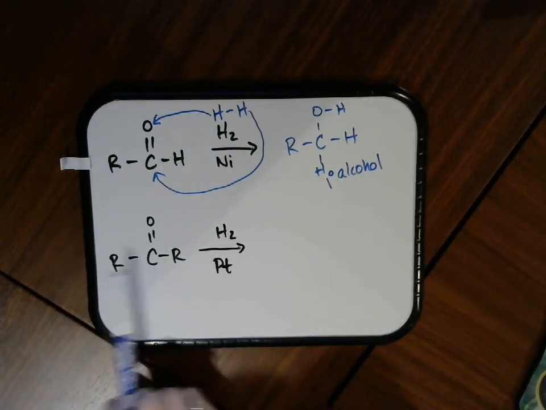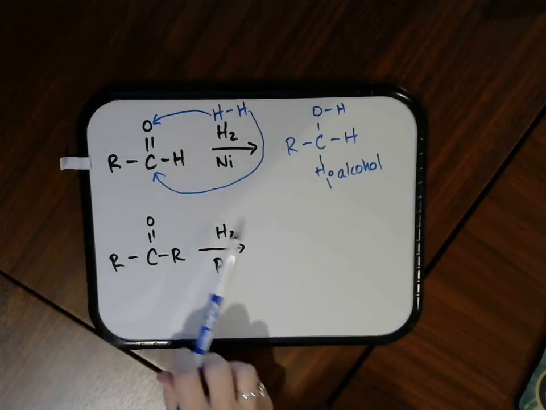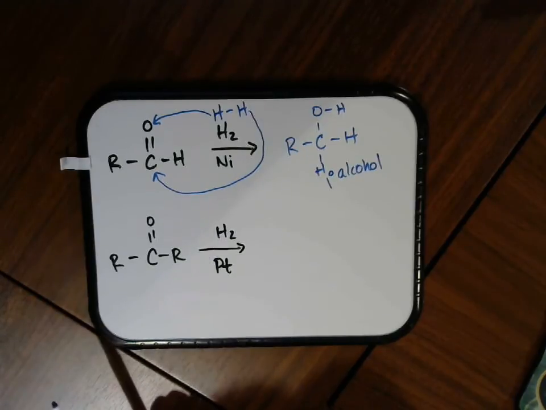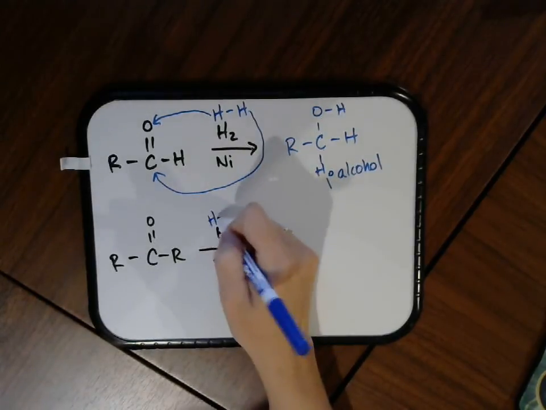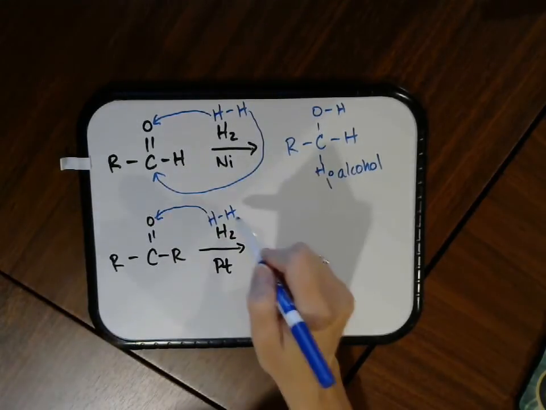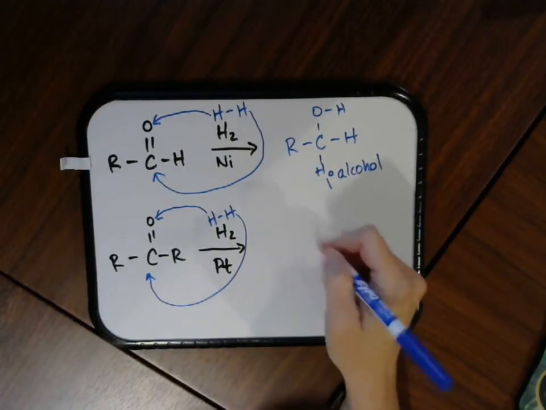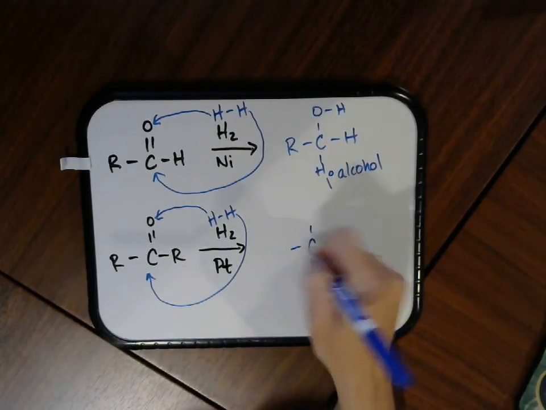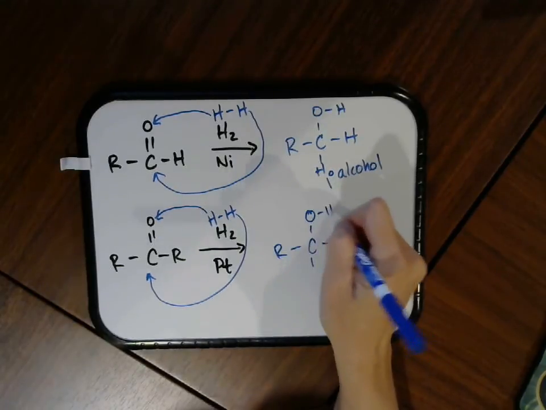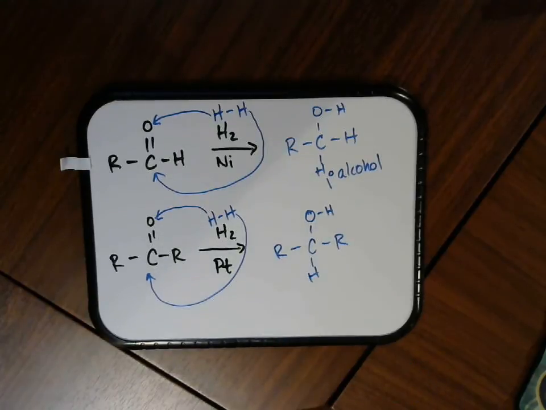Here's my ketone, two alkyl groups on that carbon right there. Here's my reaction conditions for a reduction. I've got hydrogen and I've got my catalyst right there. Same thing is going to happen. There's my hydrogen. One hydrogen atom is going to add to my oxygen. The other is going to add to my carbon right there. So I'm going to add this to my ketone. So there's my alkyl groups right there. There's my oxygen that just picked up a hydrogen, and there's my other hydrogen right there.